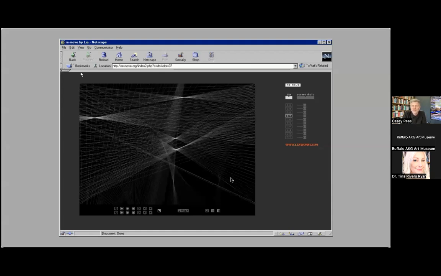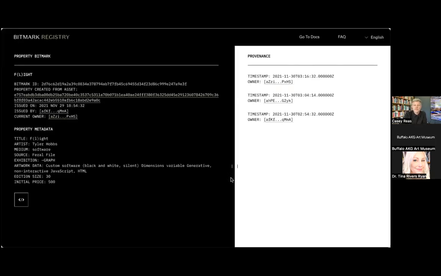This is Lia's remove.org. Lia has worked with every emerging technology over the last 25 years: CD-ROM, early web, 3D printers, and now NFTs. So Lia has really been, I would say, pioneering new forms and finding ways to bring her work into new forms over many, many years.